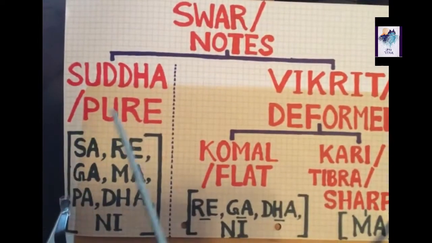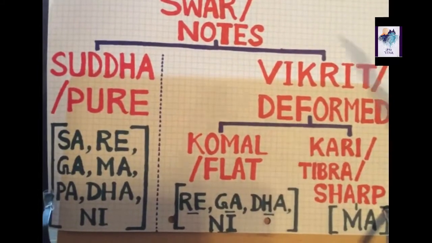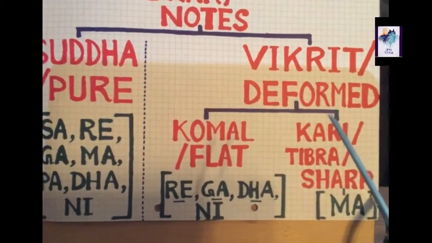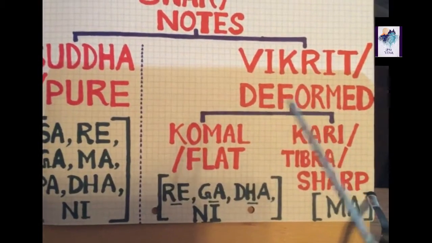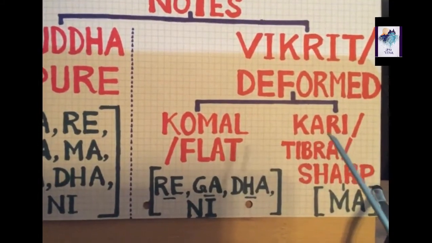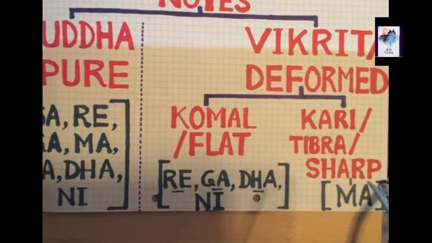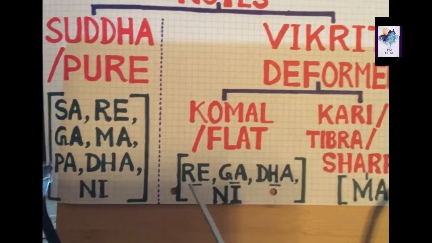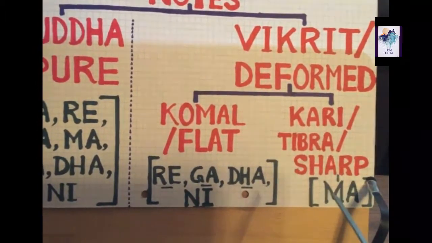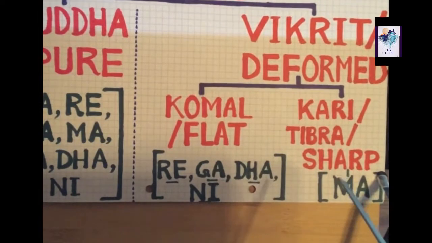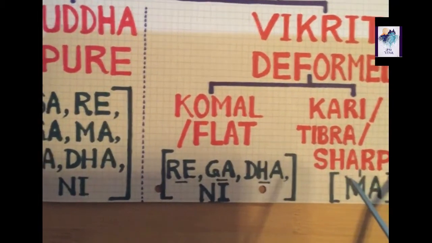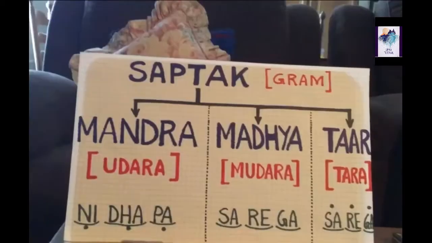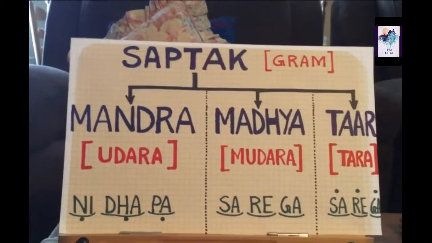Swars are of two types, Shuddha and Vikrit. In English, notes are of two types, pure notes and deformed notes. Vikrit or deformed notes are of two types, komal and kari, or flat and sharp. The sign of a flat note is a small dash under the note. The sign of a TIBRA note is an accent above the note, a vertical accent above the note. Clear? Now see the chart of Saptak.